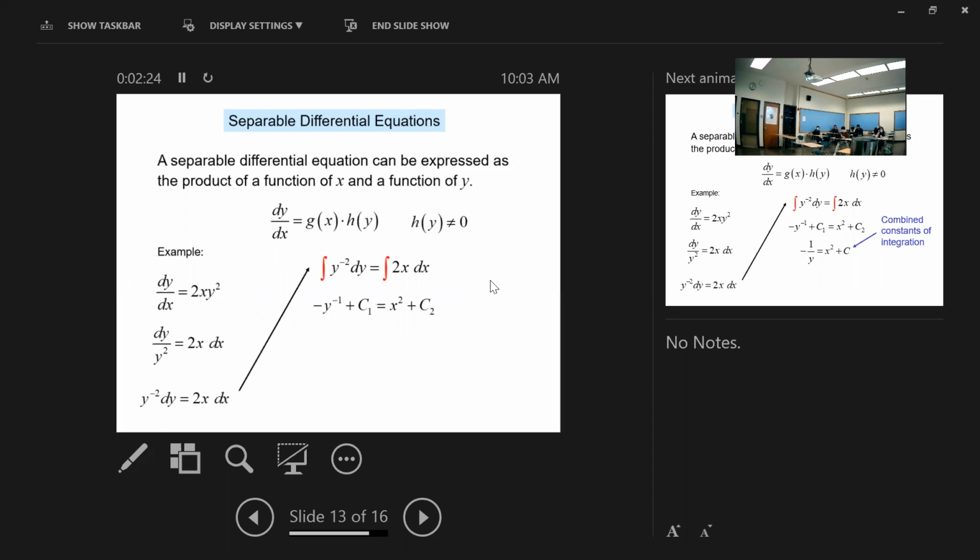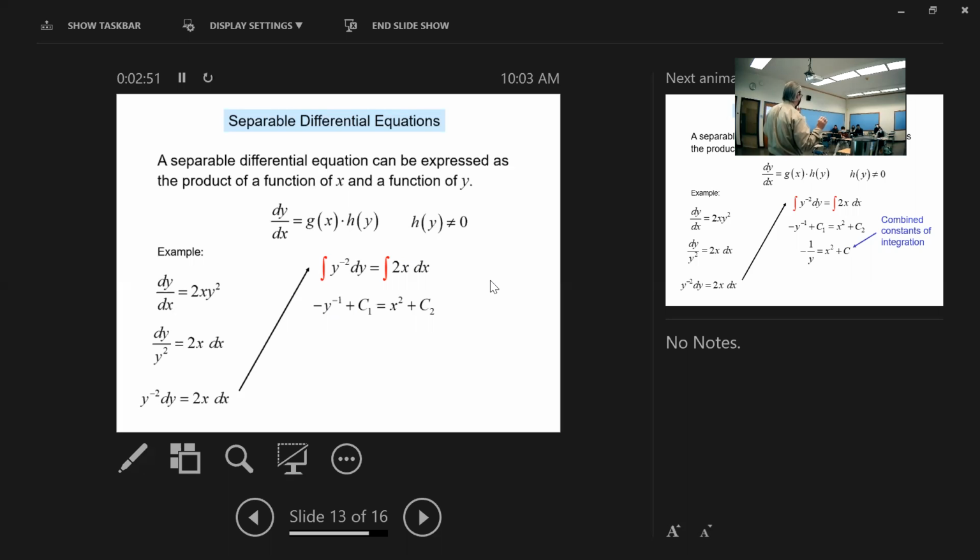Power rule reverse. Now this comes up too. Why is this not ln y squared? We anti-differentiated this, right? -2 plus 1 is -1, so negative y to the negative first, plus some constant, equals, power rule reverse, x squared plus another constant. It is labeled sum 1 and sum 2.